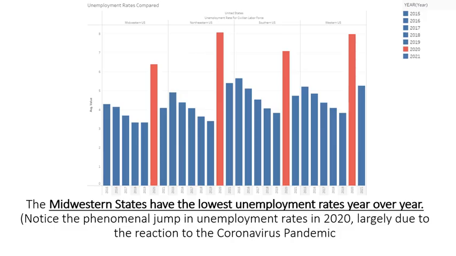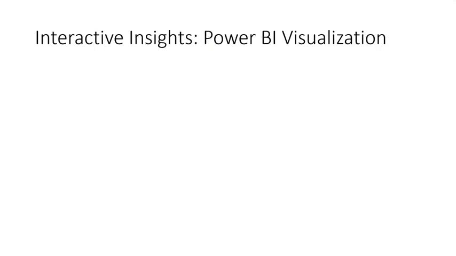And finally, we compare unemployment rates. As you can notice on the far left, the Midwestern U.S. has much lower unemployment rates year over year. An interesting phenomenon here, look at 2020. The unemployment rates jumped through the roof, very likely because of the COVID pandemic and the national response to the pandemic. So just a natural phenomenon there, pretty interesting to take a look at. But we want to focus in on the fact that the Midwestern states tend to perform a lot better with unemployment rates.